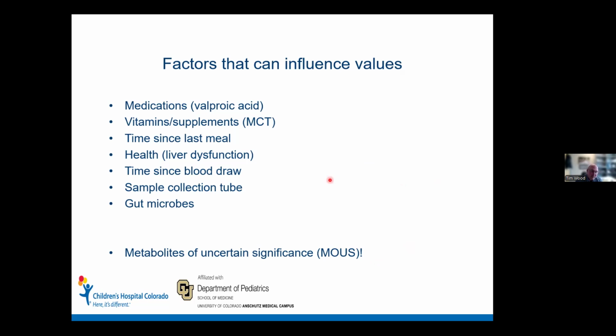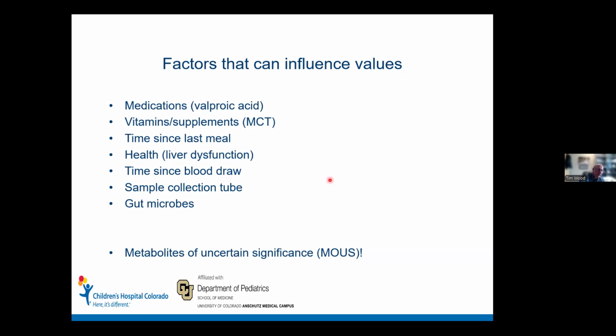We can see metabolites from gut microbes, and of course, what we come up with is sometimes metabolites of uncertain significance, or a moose, or, I don't know what you want to call it. I'm still waiting for this to catch on, but there are sometimes where we see stuff that's not as high as what we would see in a patient with a genetic condition, and we're not exactly sure why we're seeing it in an individual patient when the gene sequencing is normal. So that's just a little bit of background of what we do and how we think about biochemical genetics.